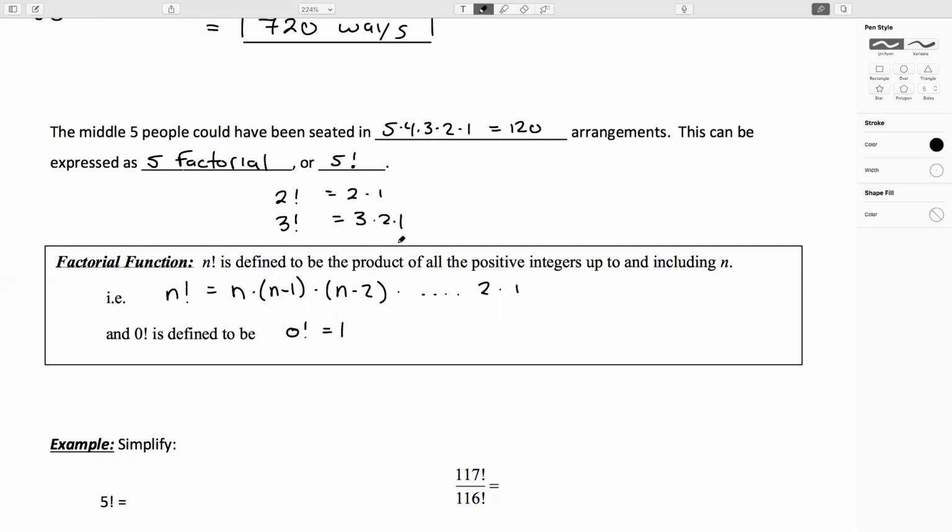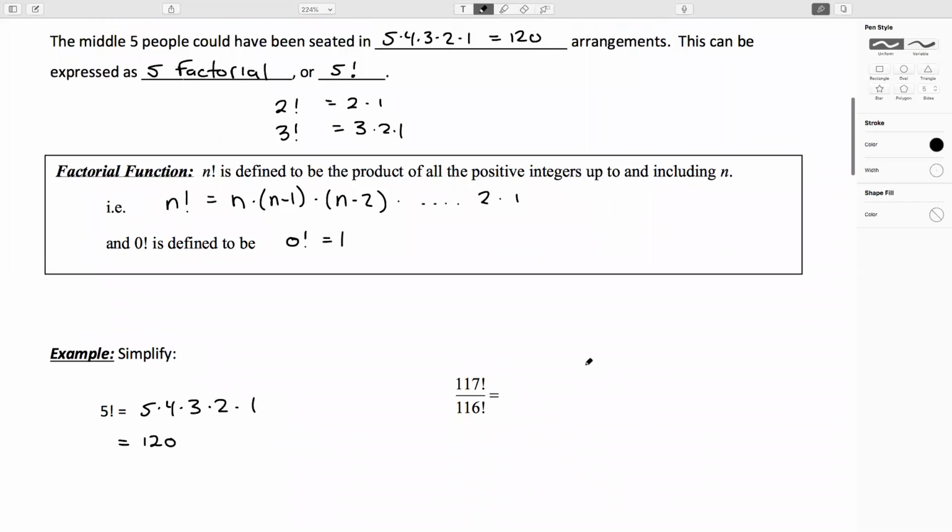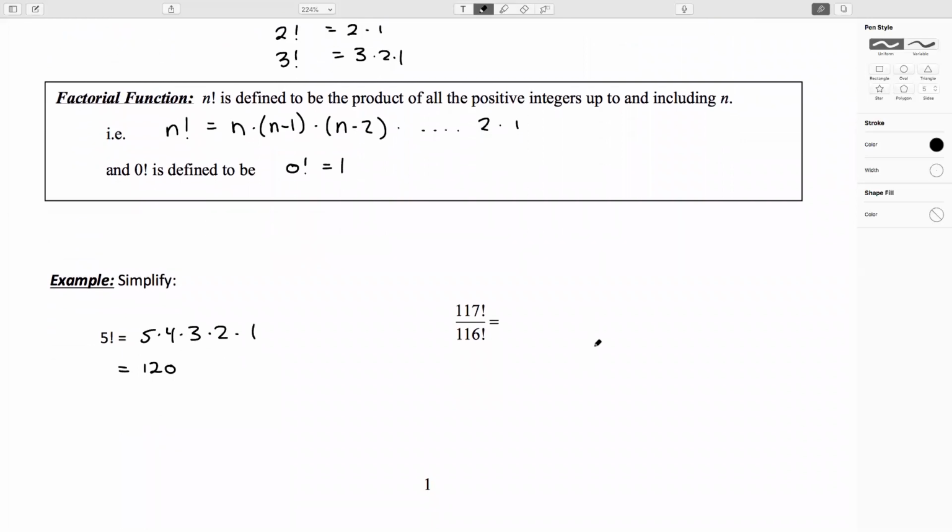All right, let's do a bit of algebra with these. So 5 factorial will be 5 times 4 times 3 times 2 times 1, which is equal to 120. Now, 117 factorial over 116 factorial. You could punch this in your calculator, but I'm going to show you how to do it by hand so you don't have to use the factorial button.